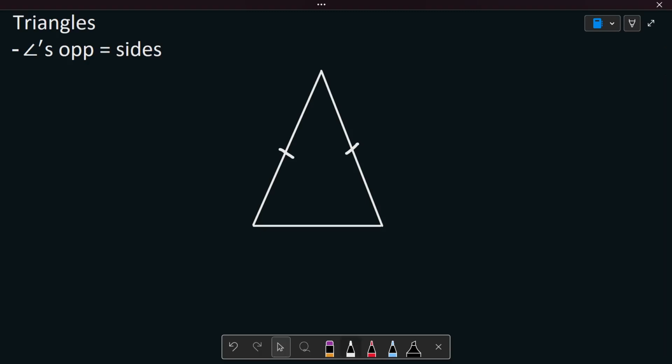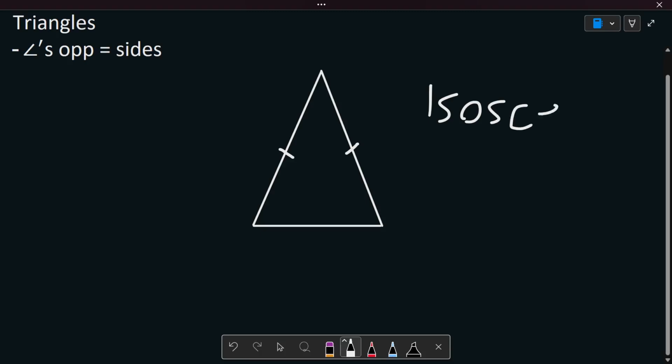Okay, so when do we use this reason? We only would use this reason if we have a triangle that has two equal sides. And what is a triangle that has two equal sides? We know that that is an isosceles. But don't say "iso-seeles", just say isosceles, because that's how it's pronounced.